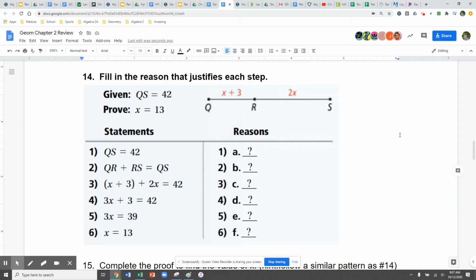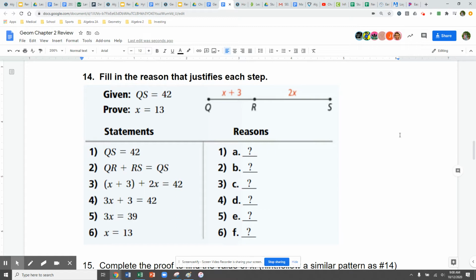So we're going to figure out how we can prove that x equals 13. We've got to start with our given. Our given is QS is equal to 42. So we look at our diagram from Q to S. We've got an actual distance there. It's 42, whatever units we want to think of it as. And that's going to be our given statement.